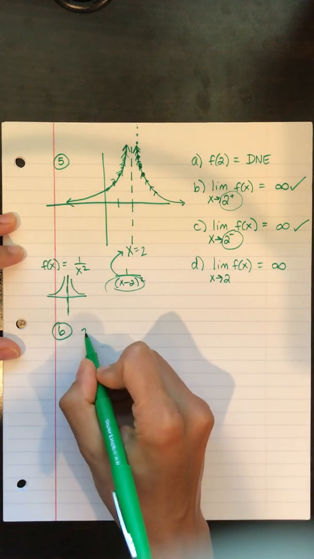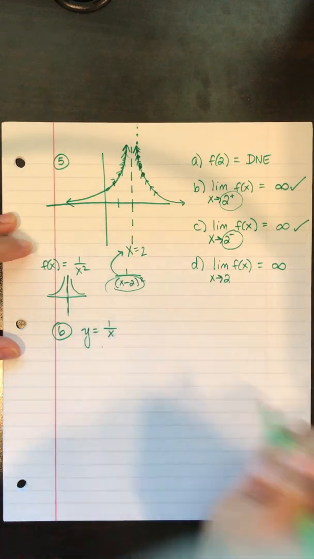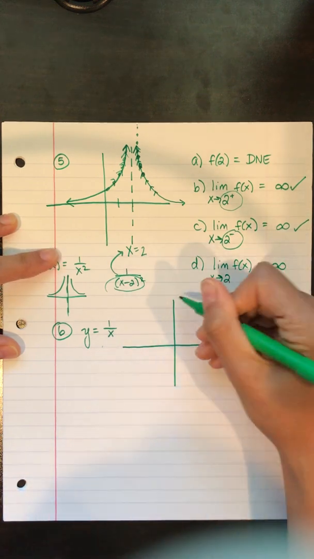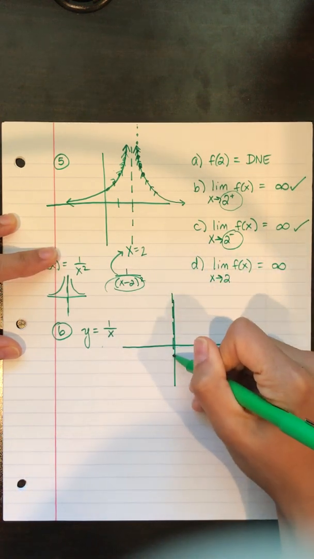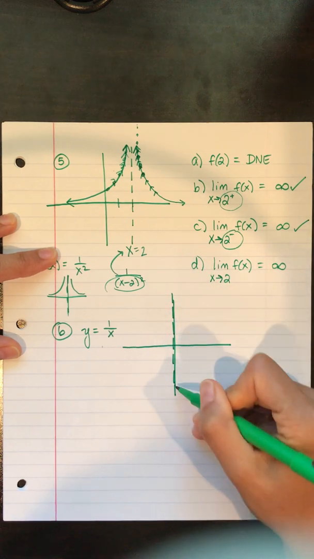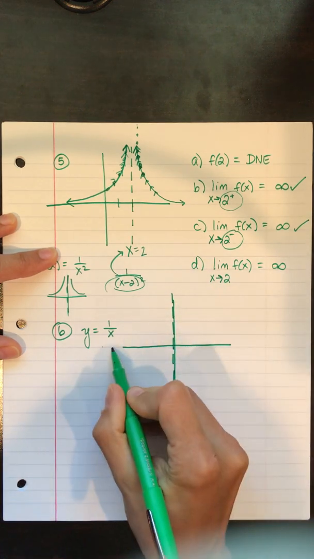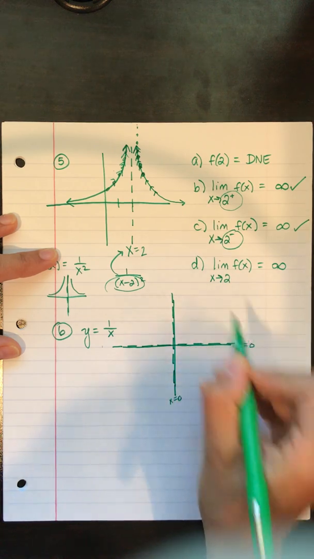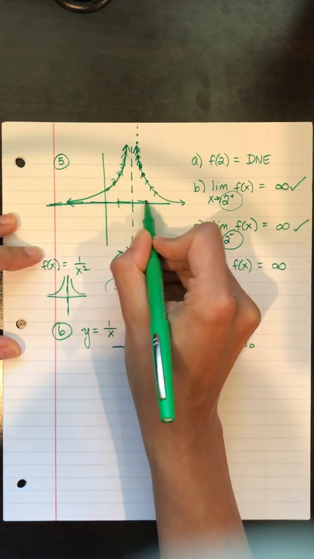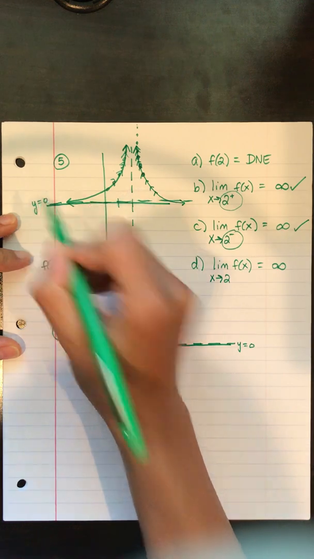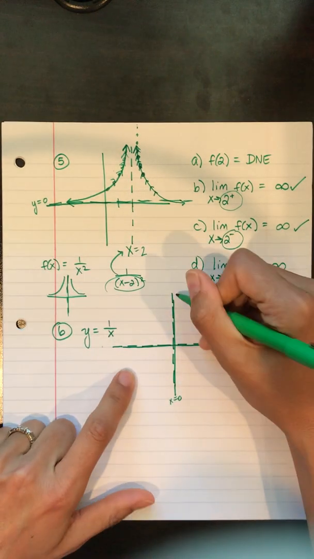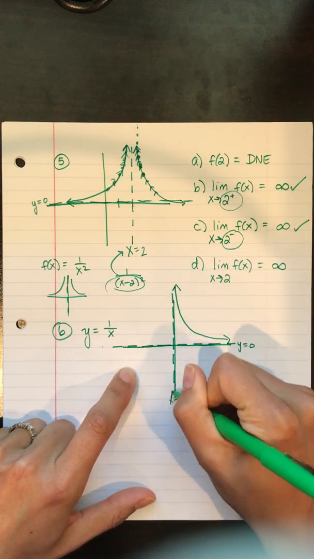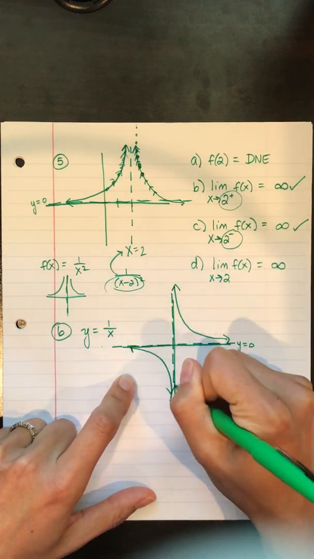Oh, I know. How about y equals 1 over x? Who remembers what that graph looks like? We're going to have to know all of these graphs. We call this the reciprocal function. It's got an asymptote at x equals 0. It also has an asymptote at y equals 0. By the way, this one also had an asymptote. It's asymptotic. Okay. And the reciprocal function looks like this.